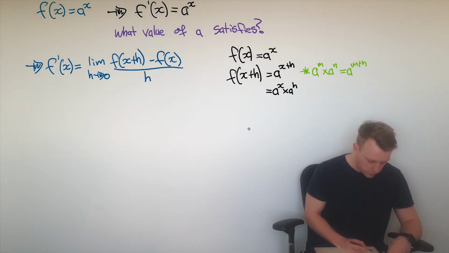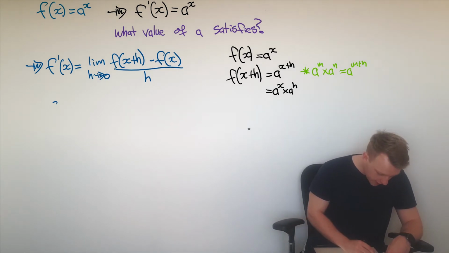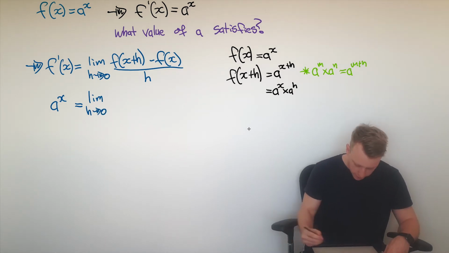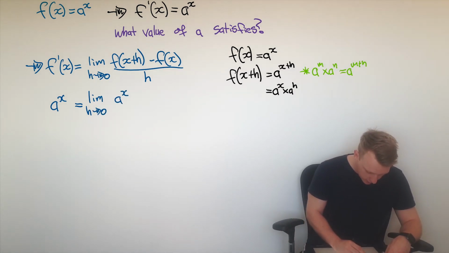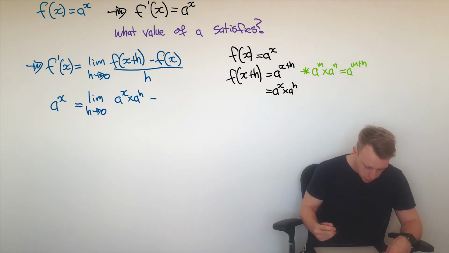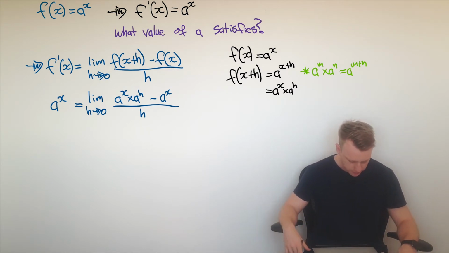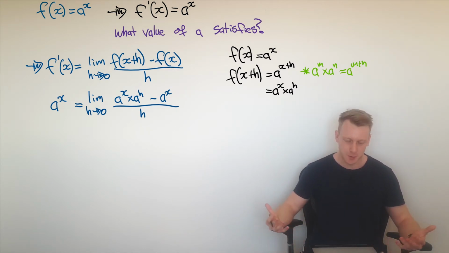So the derivative f prime of x, I want that to be a to the x, and that's going to be equal to the limit as h approaches 0 of f of x plus h, which is a to the x times a to the h, subtract f of x, that is a to the x, all divided by h. And then here comes the question: what's the value of a that satisfies this?